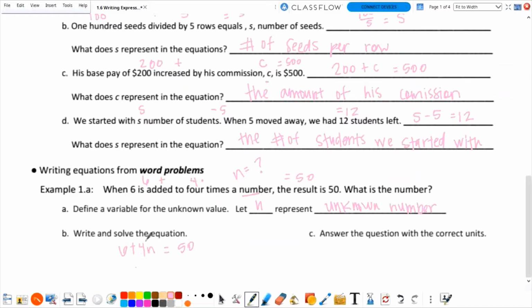So remember, we do and undo what is being done. We figure out what's being done and we undo it. We only want n on the left side of our equation. So the first thing we need to do, remember we do SADMEG. So the first thing that we need to do is get rid of the 6. We're going to subtract 6 from both sides. And we're left with 4n equals 44. And then this 4n, anytime you see the number, the coefficient, right next to the variable, remember that it's being multiplied. So we're going to then divide to undo it. So we're going to divide each side by 4. And we get n equals 11.